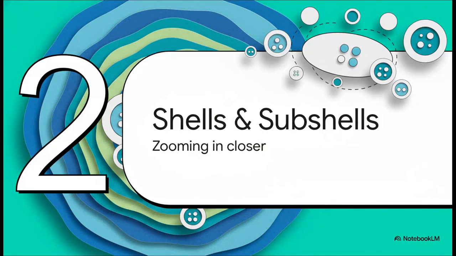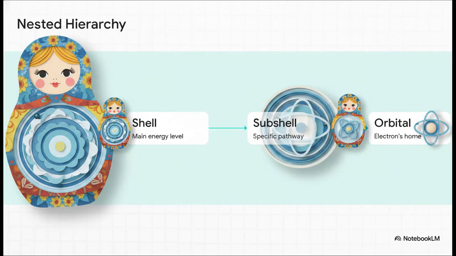Moving right along to section 2, shells, subshells, and orbitals. Now, to prevent total cognitive overload here, I want you to think of an atom like a set of nested Russian dolls. It's all about the relationship between these specific layers. You open the atom, and inside you find the shell. Open the shell, and you find the subshell. Open that subshell, and boom, you find the orbital. And right inside that orbital is where the electron actually rests. It's this perfect nested hierarchy.